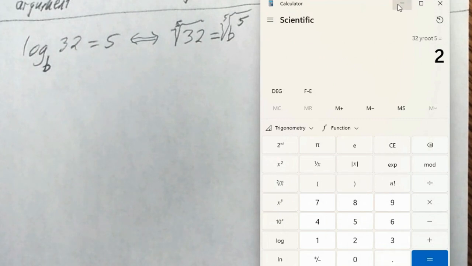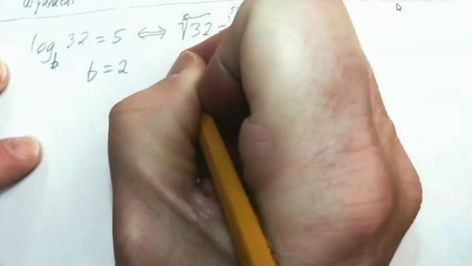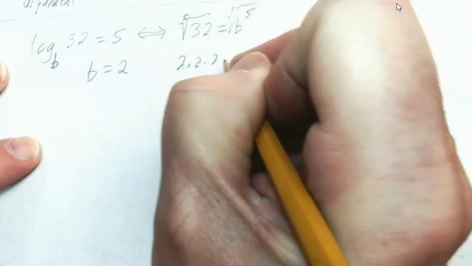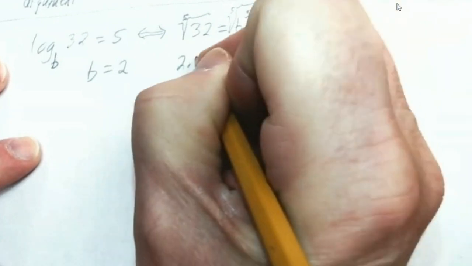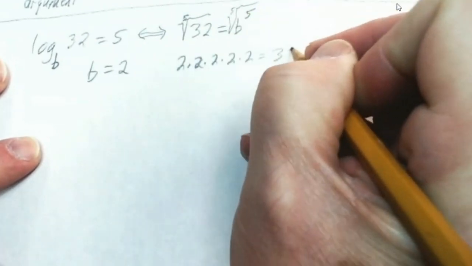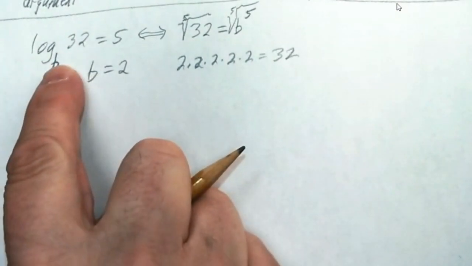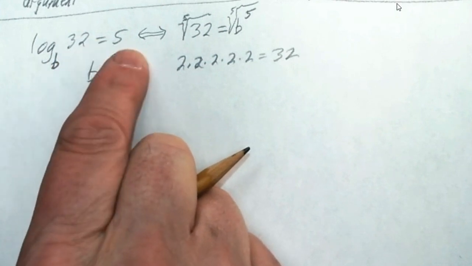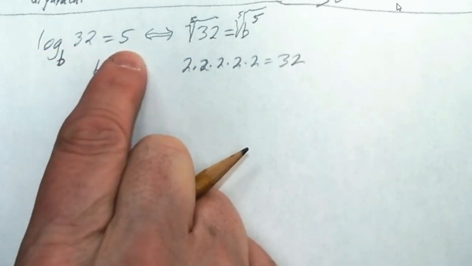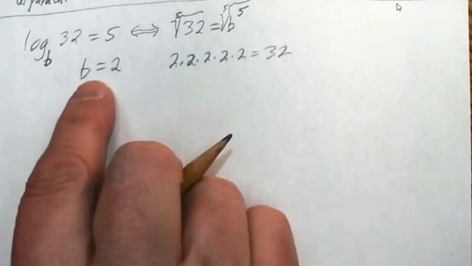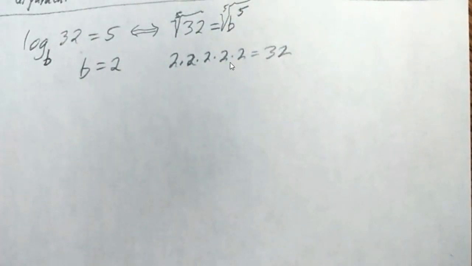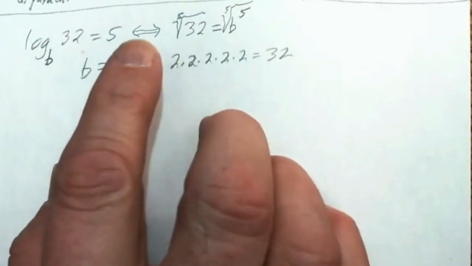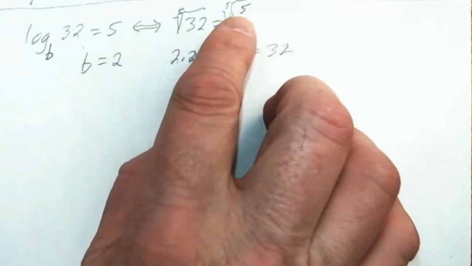Yeah, because b equals 2. Because 2 times 2 times 2 times 2 times 2 equals 32. So that is 2 to the 5th. So log base 2 of 32 equals 5. So b does equal 2. That is the base. So good job for those of you who got that. You're still working on it. What I have to do is figure out what number to the 5th power is 32.